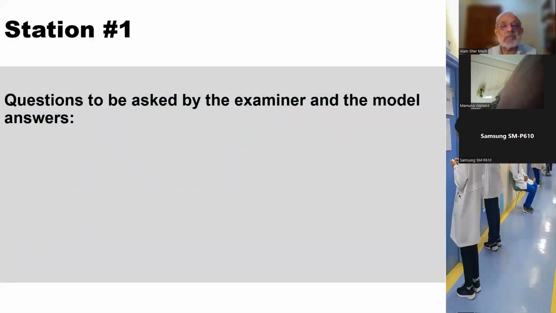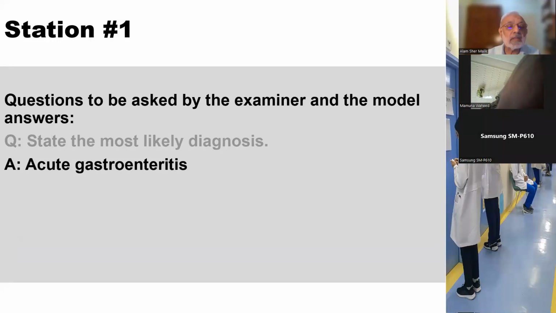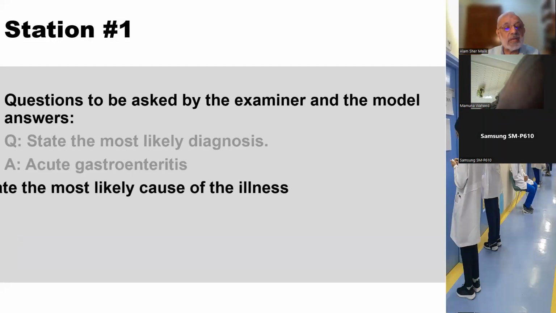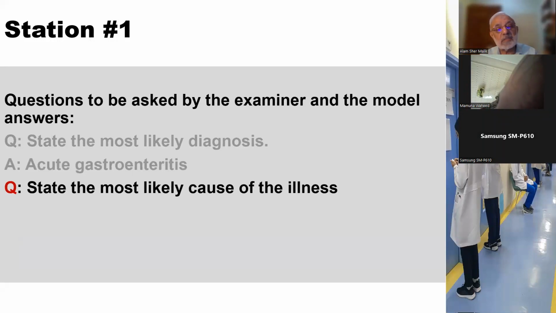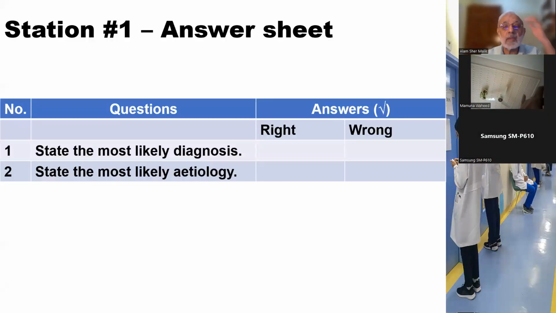So, the questions to be asked by the examiner and the model answers. The question would be: state the most likely diagnosis, and the answer would be acute gastroenteritis. The second question: state the most likely cause of illness, and the answer would be rotavirus. This is based on the model answers which the simulated mother would provide to the student. So again, this would be a table where the examiner has to simply tick right or wrong whether the student has answered that question.